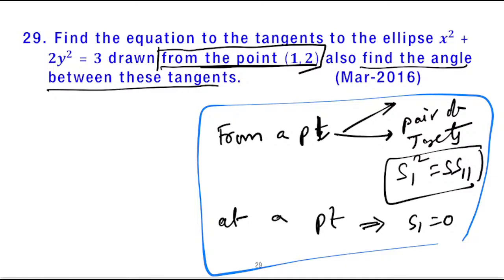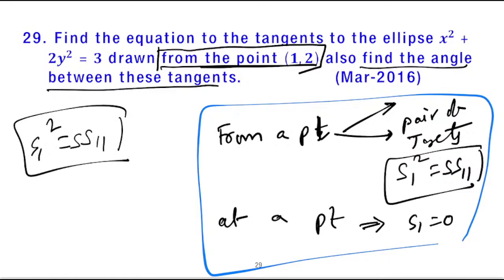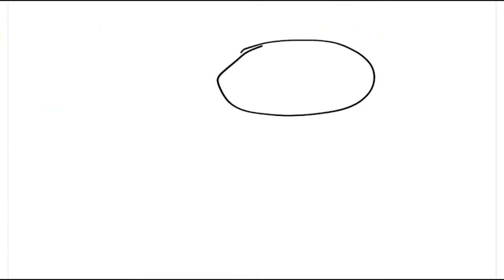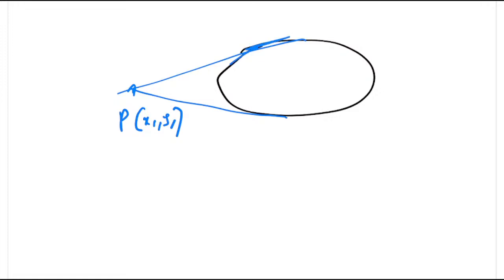So in this question, S1 = 0. So S1 square is equal to S into S11. This is the condition. If you apply that, assume the point is here. This is the ellipse. The point is this, and these are the pair of tangents. He is also asking for this angle.